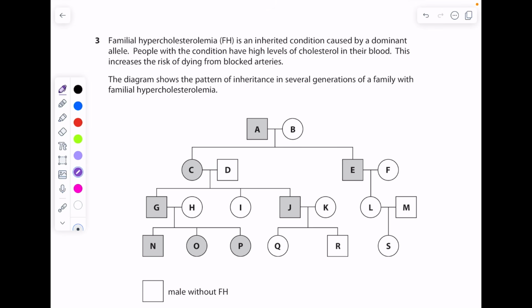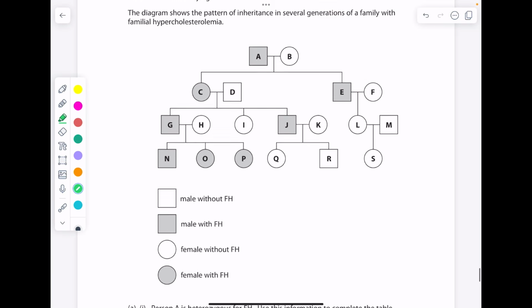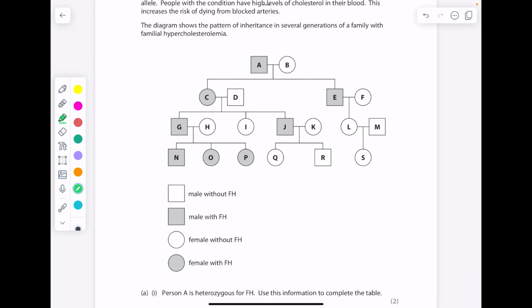Familial hypercholesterolemia, FH, is an inherited condition caused by a dominant allele. People with the condition have high levels of cholesterol in their blood, and this increases the risk of dying from blocked arteries. The diagram shows the pattern of inheritance in several generations of a family with FH. So as I said, here's the all-important key down here that will tell you that all the squares are males, all the circles are females. If it's shaded in, then they must have the disease. If it's blank, then they are healthy.